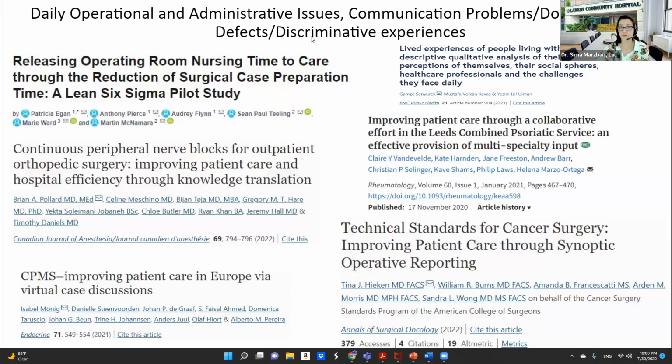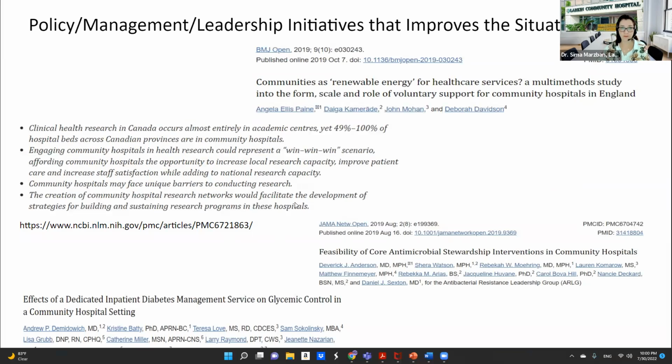So, discriminative experiences, defects, problems, and administrative issues within your daily operations. And the last source of research topic resources is policy, management, and leadership initiatives that improve the situation.